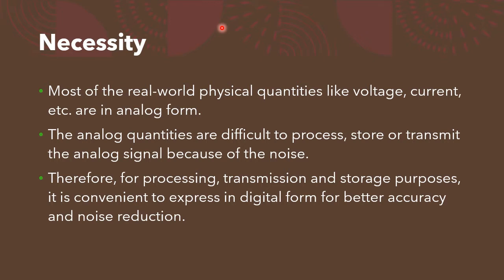Most of the real world quantities like voltage, current, temperature, pressure are in the analog form. So the analog quantities are difficult to process, store and transmit. Even though it is accurate, it is difficult to process, store or transmit because of the noise present in the analog signal. Therefore, for processing, transmission and storage purposes, it is better to express in digital form for better accuracy and noise reduction. So we are going for the ADC and DAC.